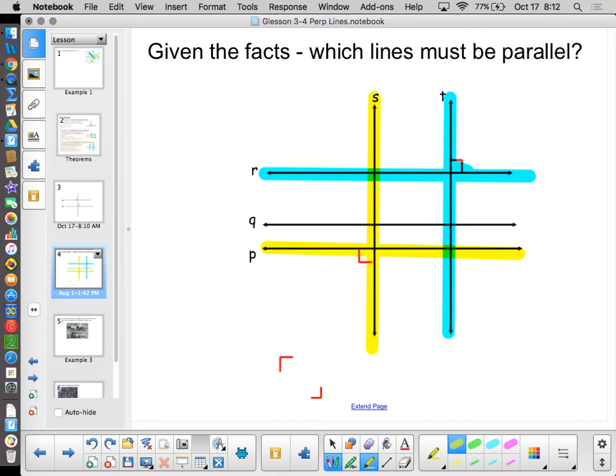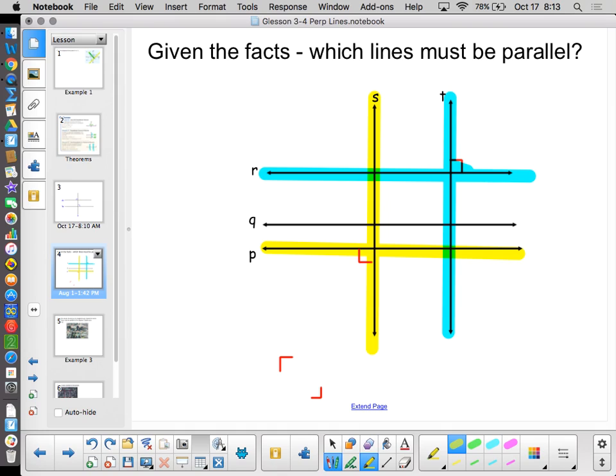Do I have parallel lines in this picture? Where? Where is one line that has both lines perpendicular to the same line? One pair of lines that are perpendicular to the same line. Okay? I mean, S is perpendicular to P, but I don't know if it's perpendicular to R. T is perpendicular to R, but I don't know if R is perpendicular to S, or if there's a right angle down here. Do I actually have any parallel lines in that particular picture? No. No parallel lines there.